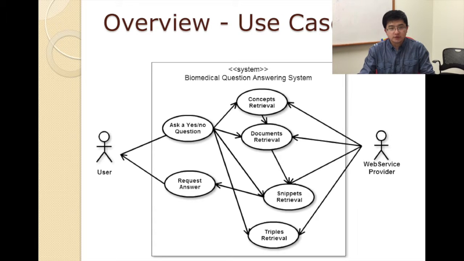So from the software engineering perspective, the use case diagram is pointed out in this slide. As we can see, there are 2 interactions between the user and the system. First, the user gives the question to our system, and our system will give the answer back to the user. Meanwhile, our system has an interaction with the outside web service to collect the relevant biomedical answer information for our system to pre-process.